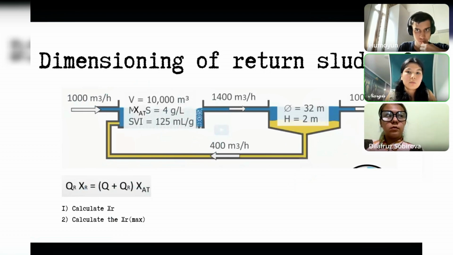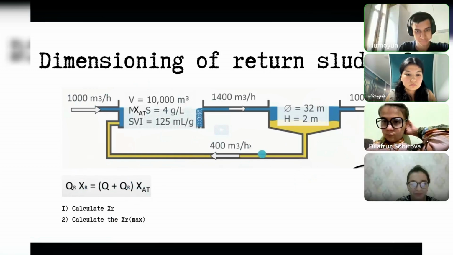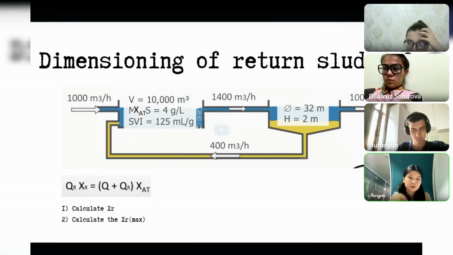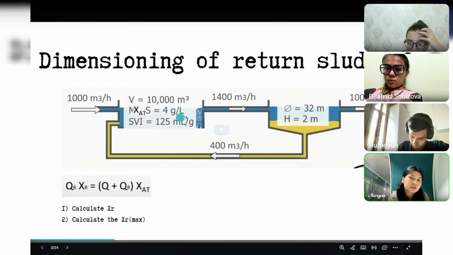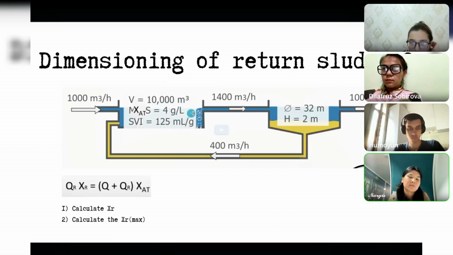Make sure that your units are correct. Sorry, what was QR again? QR was 400. In fact, if you are still converting, I just noticed that there is no need to convert these units. You can just directly calculate it, because at the end you want to get grams per liter, so no need to convert them.